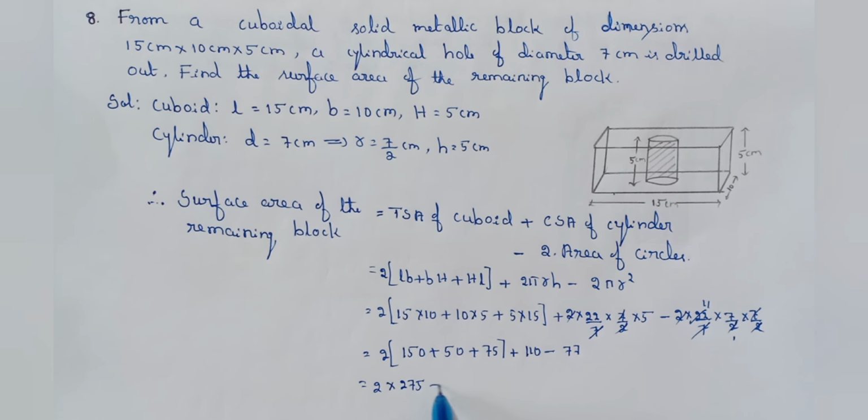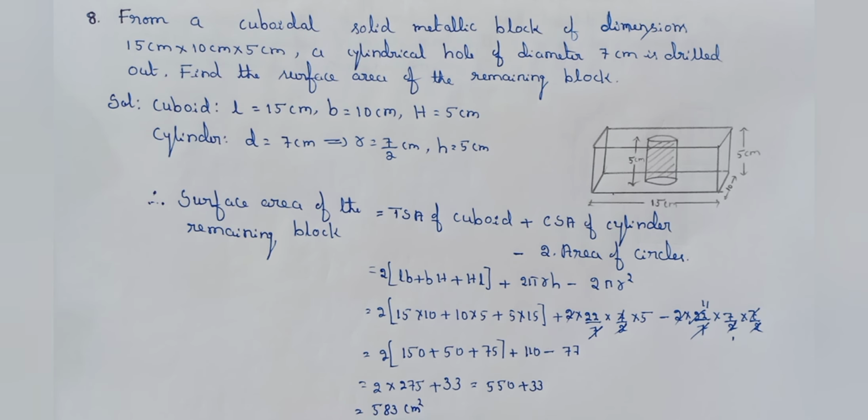275 plus 110 minus 77 is 33. 2 into 275 is 550 plus 33. 550 plus 33 is 583 square centimeter. So, the surface area of the remaining block is 583 square centimeter.